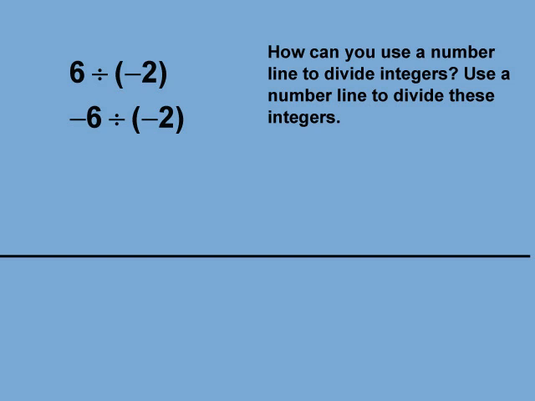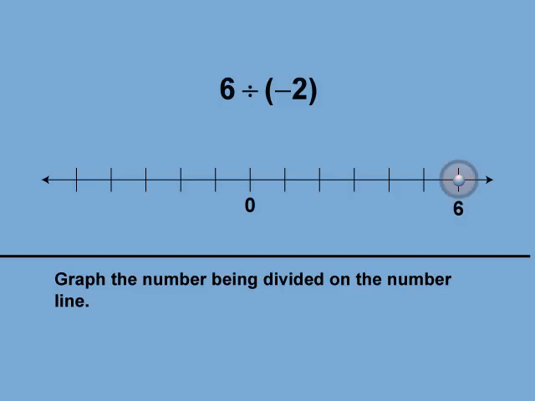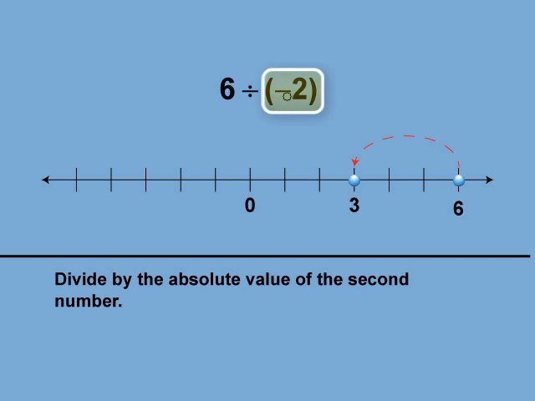How can you use a number line to divide integers? Use a number line to divide these integers: 6 divided by -2 and -6 divided by -2. Let's start with 6 divided by -2. Graph the number being divided on the number line. Divide by the absolute value of the second number. If the divisor is negative, flip to the opposite term.